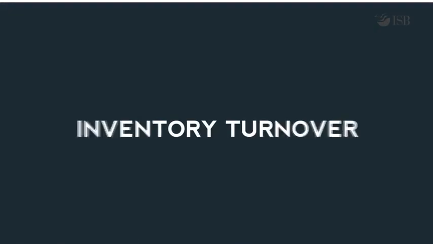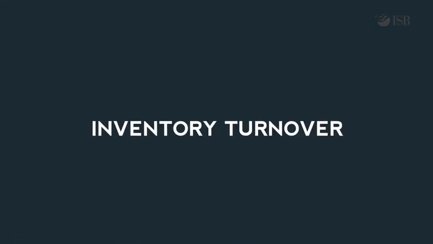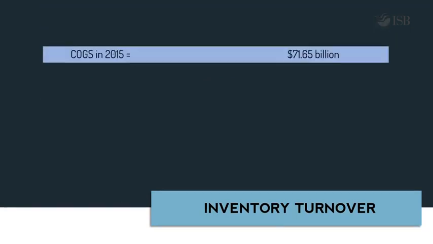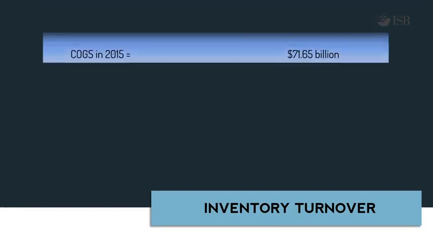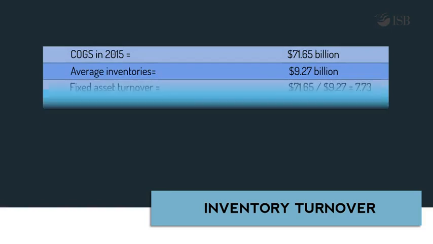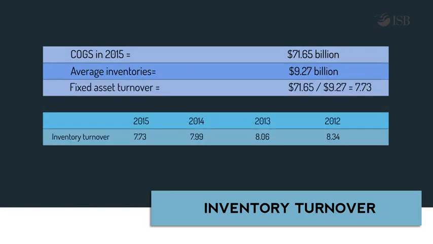The next pair of activity ratios is also related to current assets, specifically inventory. Inventory turnover measures how soon a company's inventory is being sold. It is defined as the ratio of COGS, cost of goods sold, to average inventory. In 2015, Amazon had COGS of $17.65 billion and average inventories of $9.27 billion. Dividing COGS by average inventories gives us an inventory turnover of 7.73. This means that Amazon turns over its inventory 7.73 times a year.